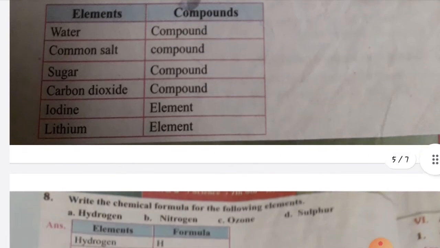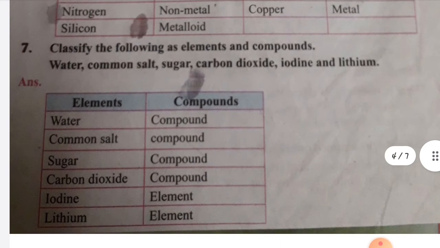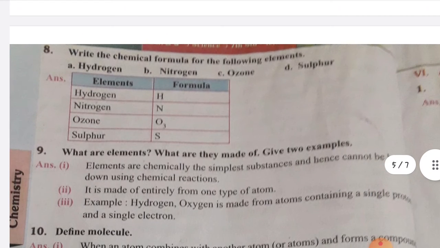So you have to classify the following. And classify the following as elements or compounds. You know, water, H2O. Two elements combine to form a compound. So this is a compound. Common salt, sodium chloride, NaCl. This is a compound. Okay. Sugar is also a compound. Carbon dioxide, CO2, also a compound. Iodine, okay, that is an element. Lithium, Li, that is also an element.